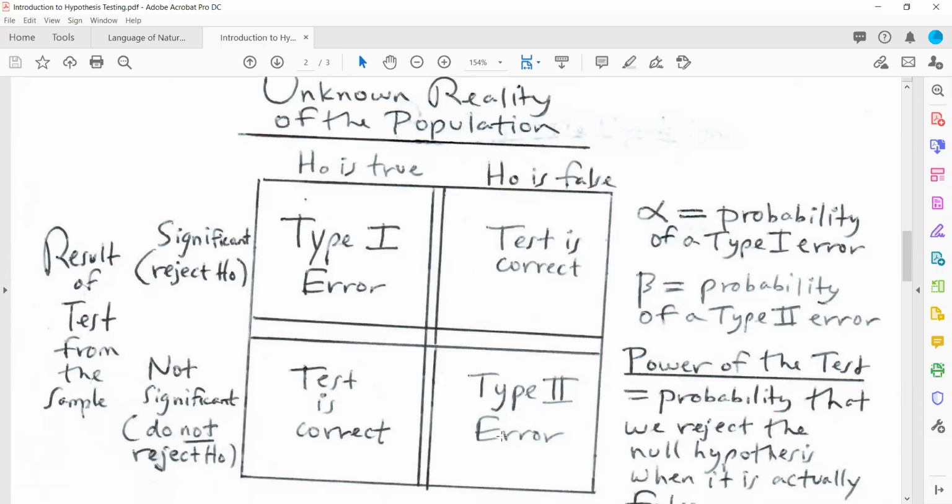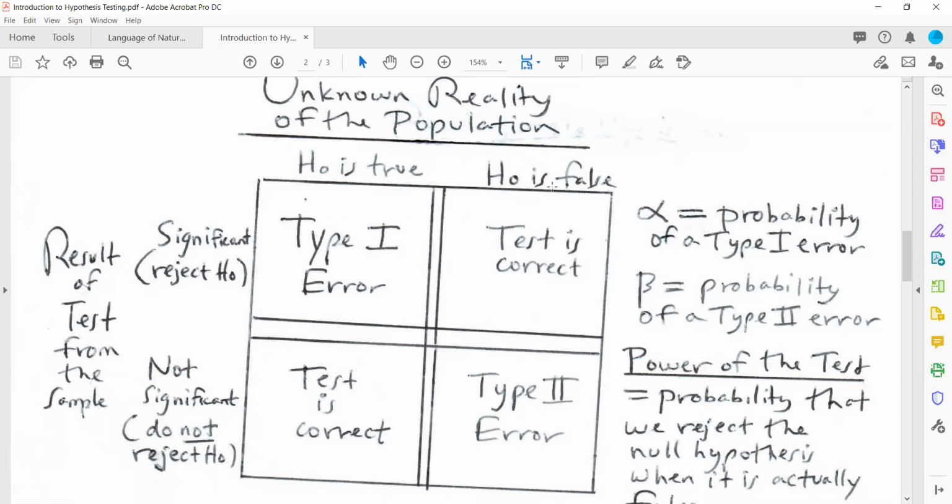All right, so we have 2 errors, type 1 and type 2 error. We have 2 results that are correct. Now, what is a researcher trying to do? They're claiming that the null hypothesis is false. They have an alternative hypothesis. So their goal is to reject the null hypothesis, right? That's what they want to do.